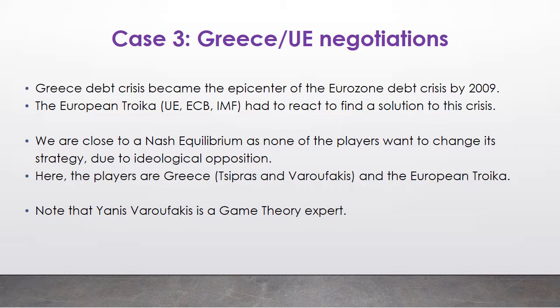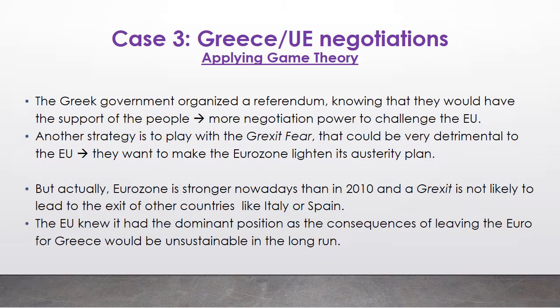Now I will pass the time to my groupmate to elaborate more about the implication of game theory in this case. Taking this into account, we can apply game theory to this debt negotiation between Greece and the European Union. Let's first have a look at Greece's Prime Minister's strategy. He wanted more negotiation power, hence he organized a referendum, and he knew that the people would vote against the European help plan. Having the support of the Greek citizens gave him much more credibility to negotiate.